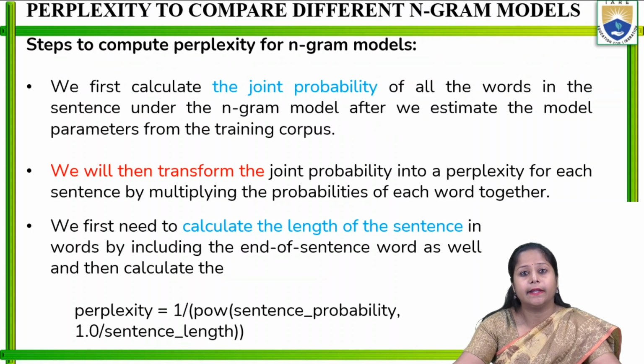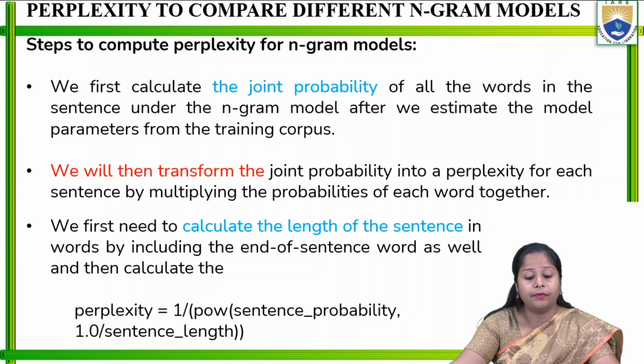We use perplexity to compare different n-gram models, different language models. Steps to compute the perplexity for n-gram models. How to compute? First, we calculate the joint probability of all the words in the sentence under the n-gram model. After that, we estimate the model parameters from the training corpus or training set. We then transform the joint probability into a perplexity for each sentence. How? By multiplying the probability of each word together.